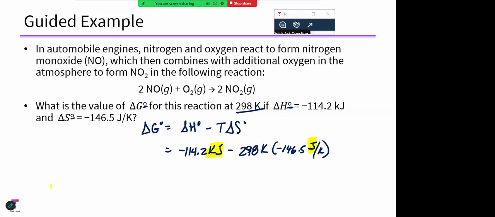Which way you go with this really doesn't matter. For me personally, I prefer multiplying to dividing. So I will fix my kilojoules and turn them into joules, so that the unit matches up here. You could have easily taken the joules per Kelvin and turned it into kilojoules per Kelvin by dividing by 1,000 as well. Again, that is a personal preference thing. That is not dogma.